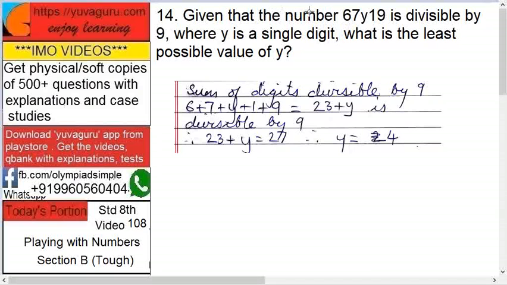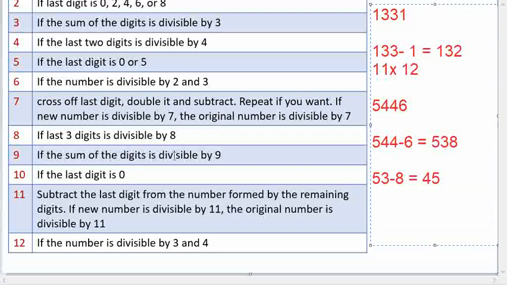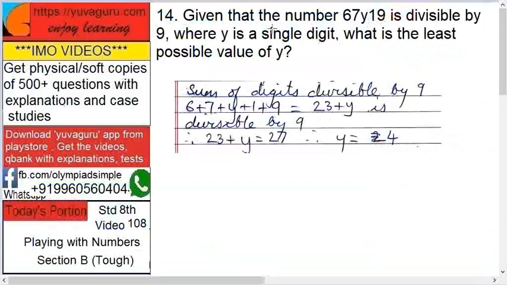Next, given that the number 67y19 is divisible by 9, where y is a single digit, what is the least possible value of y? Okay. What is the divisibility test of 9? Just now we saw it. The sum should be divisible by 9. So add all the digits, 6 plus 7 plus y.